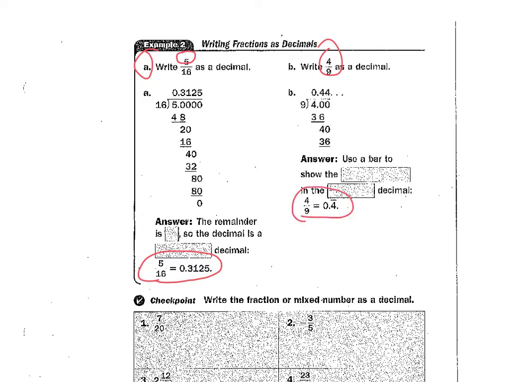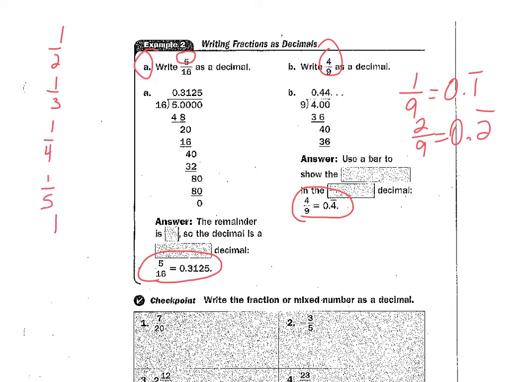These are rational numbers because they're written as fractions. 1/9 would be 0.1 repeating. 2/9 is 0.2 repeating, and it keeps going on like that. All the common fractions that you should know, the halves, thirds, fourths, fifths, eighths, and tenths. You should know all of those and be prepared for a quiz over that.